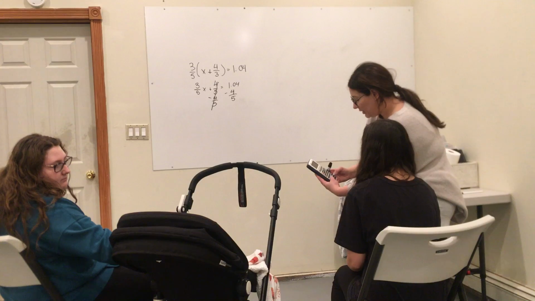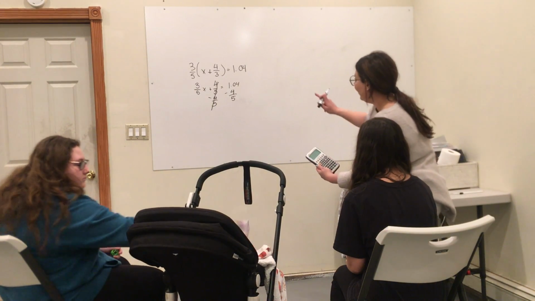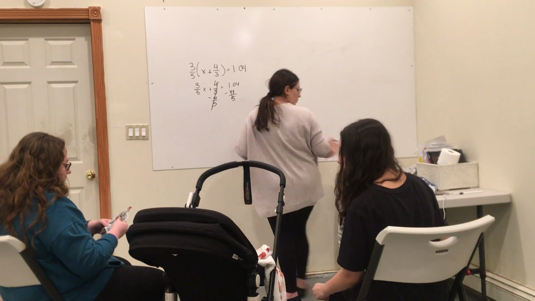So the way I do it is I do 4 divided by 5 like that, and it's 0.8. So watch, I now made this 0.8. So now I'm saying subtract.